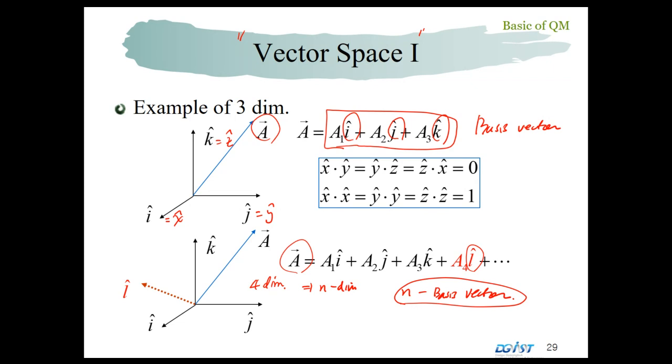When I give a lecture about this vector space, if someone has a question, please ask me. Because if you don't understand, it's very difficult for the remaining part. I want to make sure all students understand this concept.